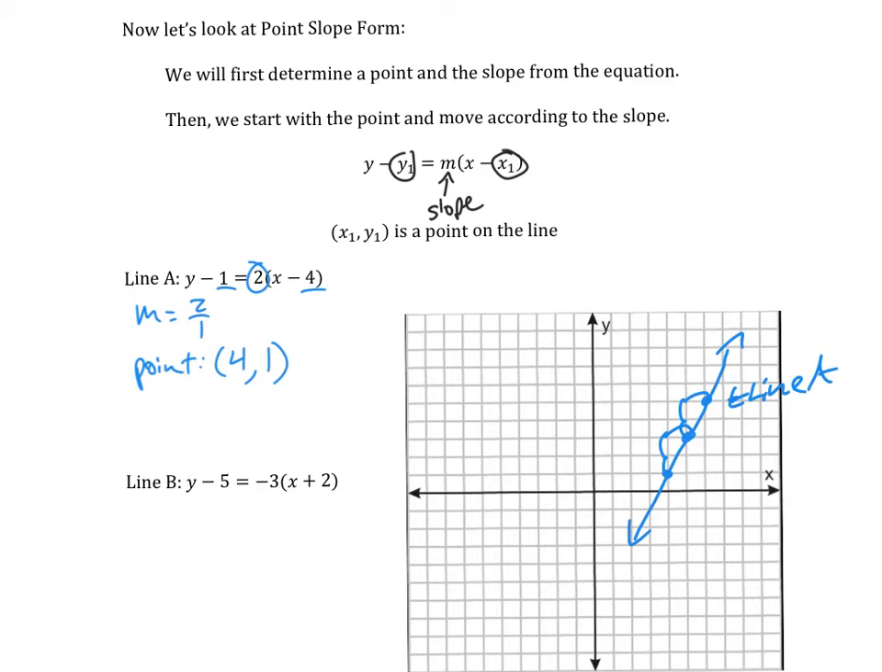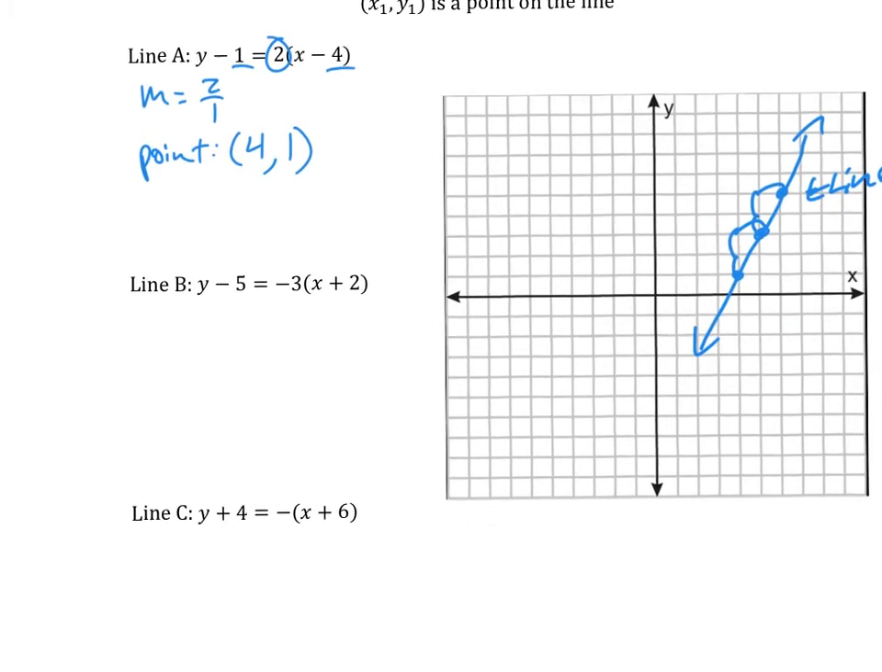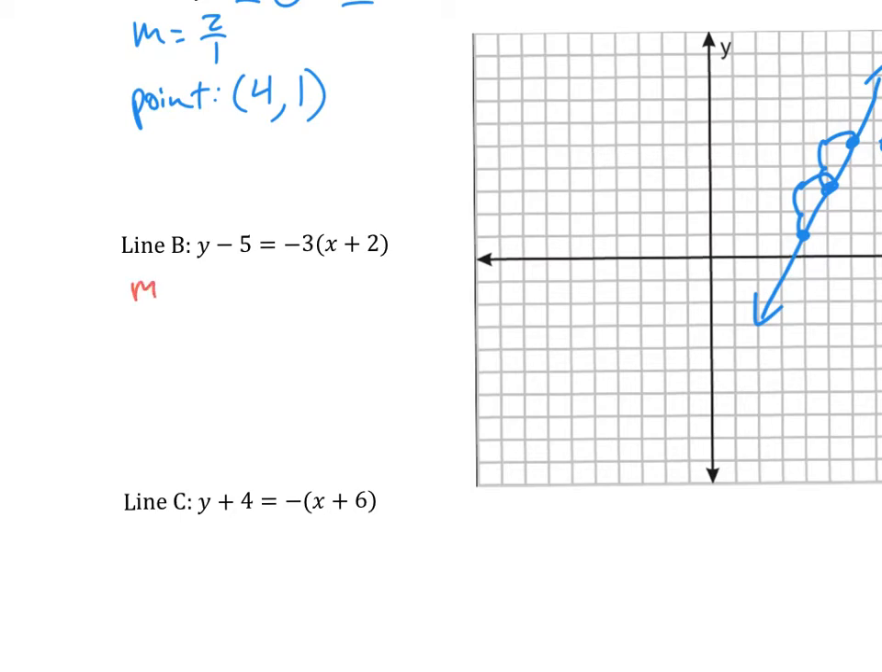Okay, let's look at line B. Here our slope is -3, so that's -3 over 1. That means we're going to go down 3, but only one of them is negative. So we're going to go down 3, and then we're going to go to the right 1. Or we could do +3 over -1, which would mean we would go up 3 and to the left 1.